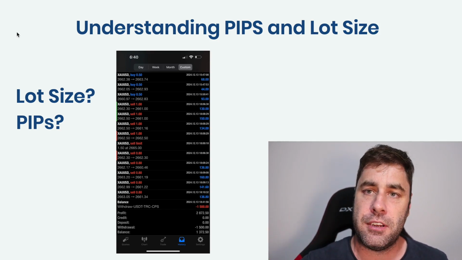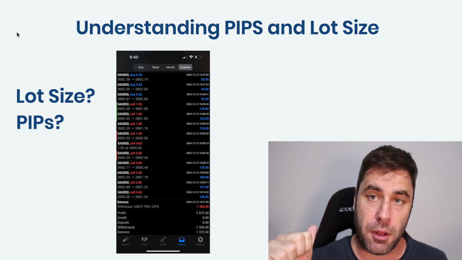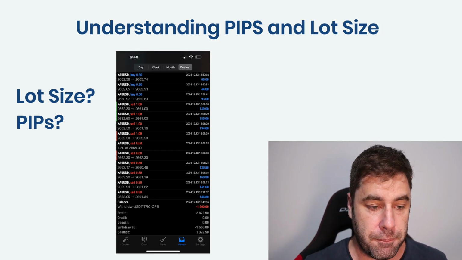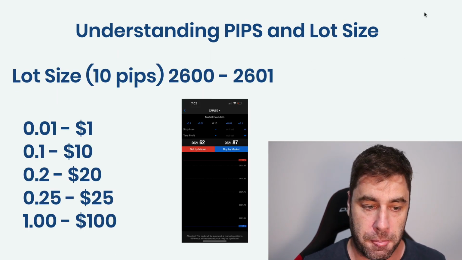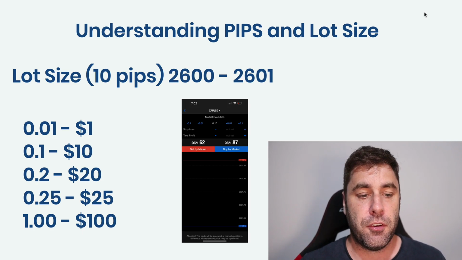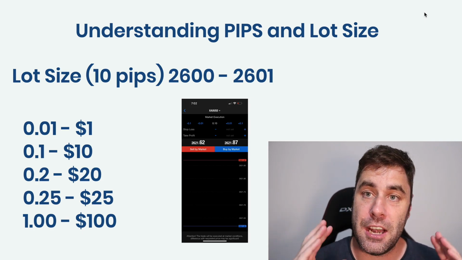This is pretty much all you need to know with copy trading: stop losses, take profits, and then pips and lot sizes, okay? So let's get into this first, and hopefully this makes sense to you. So first of all, we need to talk about what is a lot size.